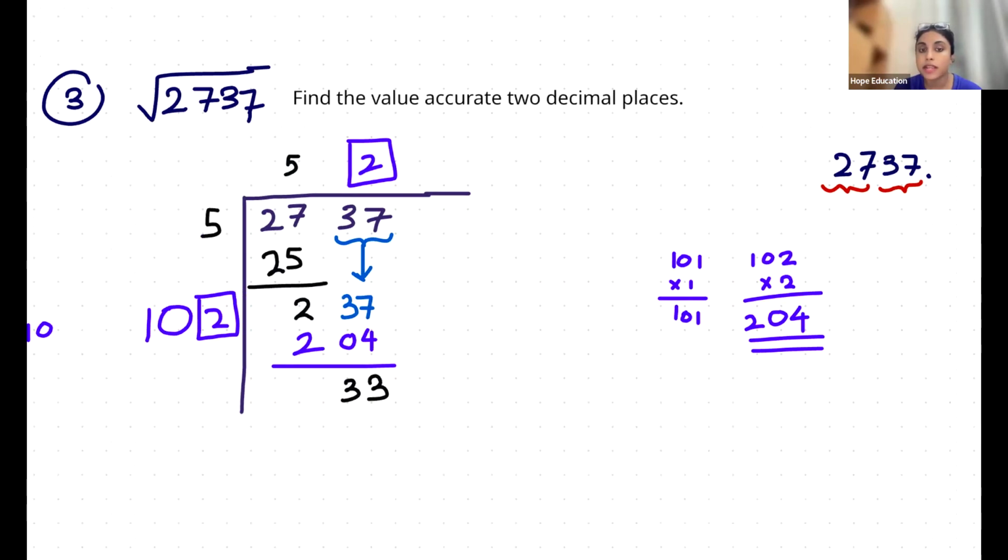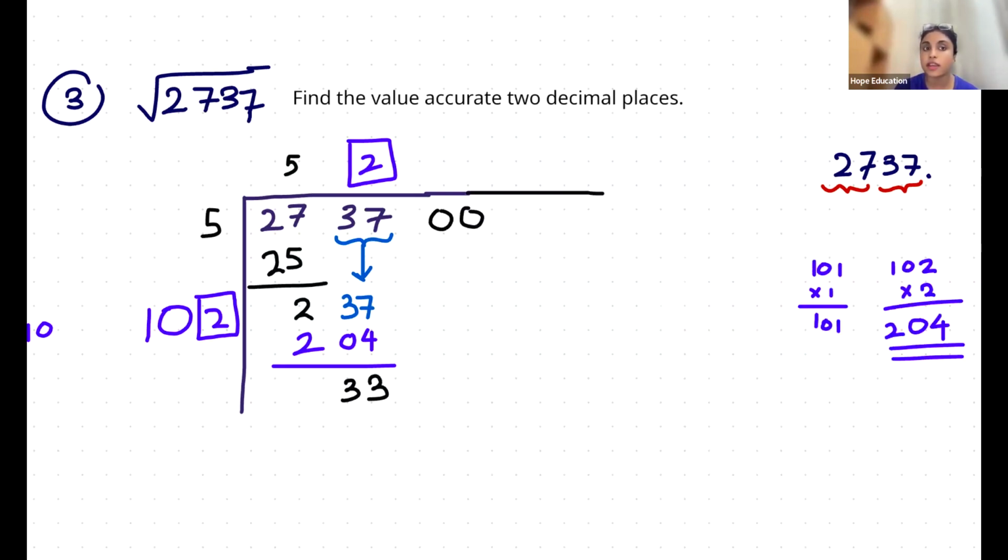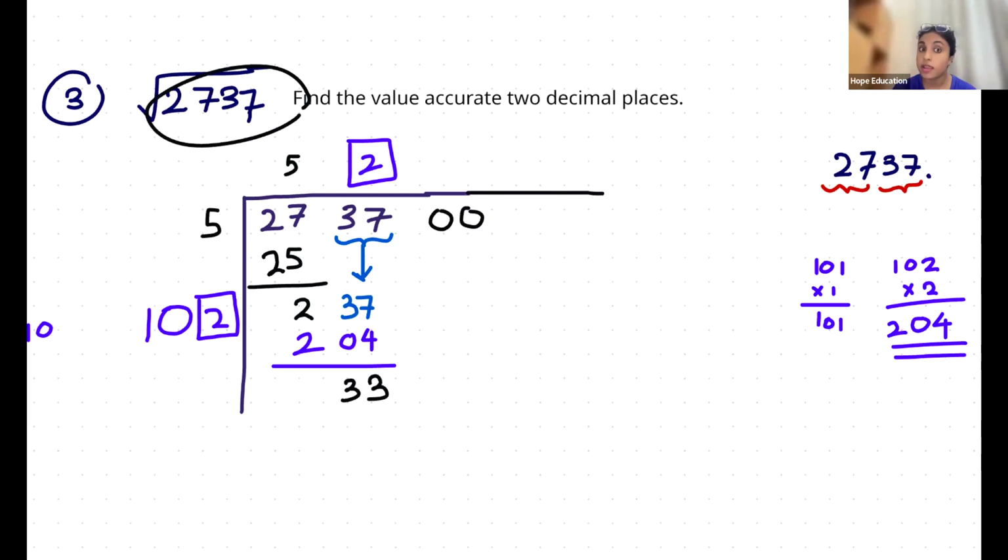Now, I want to bring something down here, but there is nothing here to bring down. Then what do I do? I add a pair of 2 zeros on my own. It is something I do on my own, because that pair of zeros was not here. Here it was only 2737. I added zeros on my own. Therefore, I have to put a decimal point here. Up to that point, is it clear?